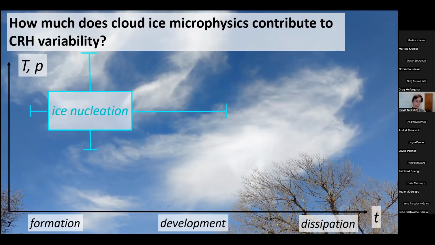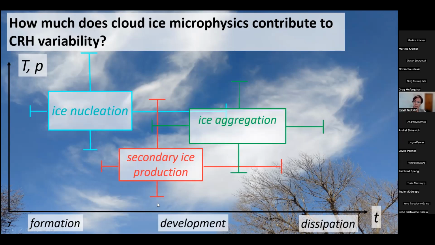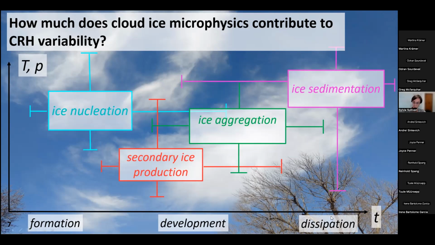So something like nucleation occurs at colder sub-zero temperatures and is more associated with formation of the cloud. Secondary ice production, which has received increasing attention over recent years, happens a little bit later in the life cycle. It requires some primary ice to have formed already, and it also occurs then at warmer sub-zero temperatures. And as the ice cloud develops, those crystals can aggregate, and once they grow big enough, they can sediment out, and that's associated with dissipation of the ice cloud.